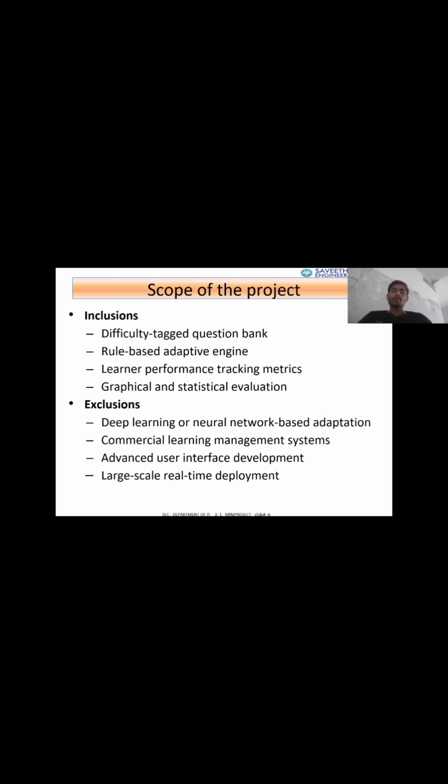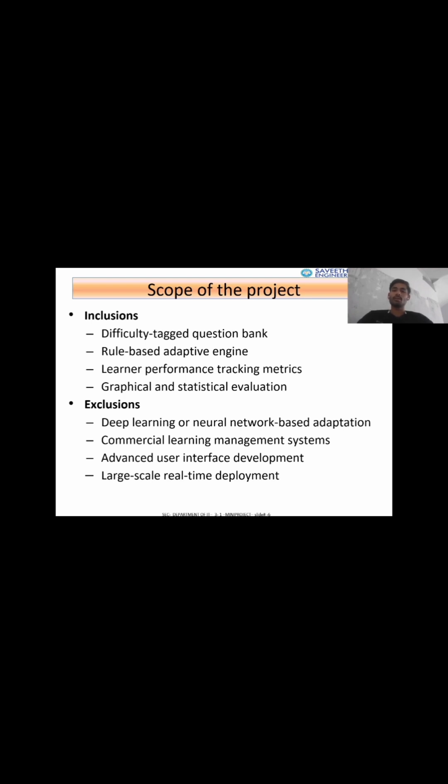The final outcome of the project includes a working adaptive quiz model that changes the difficulty dynamically, produces simulated learning performance data and graphs of the analysis, and a comparison between the adaptive quizzes and the traditional static quizzes. However, the project does not include any deep learning or neural network model. Commercial learning management systems and an advanced user interface are not used. Large scale real-time deployment is not considered.